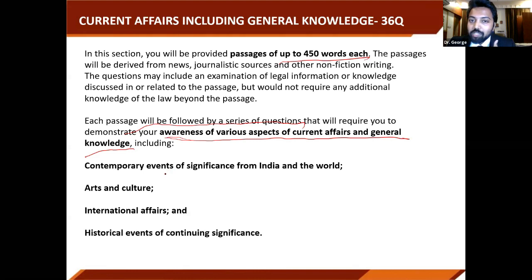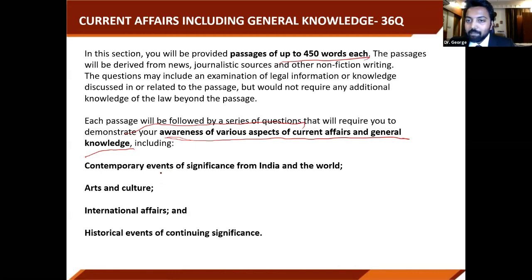So therefore, what happens when a US election is coming about, or when a parliamentary election, beg your pardon, it's not a prime ministerial election in India, it's a parliamentary election. When a parliamentary election comes about, obviously you can't be ignorant of the entire process of elections. So that's what they mean here on awareness of various aspects of current affairs.